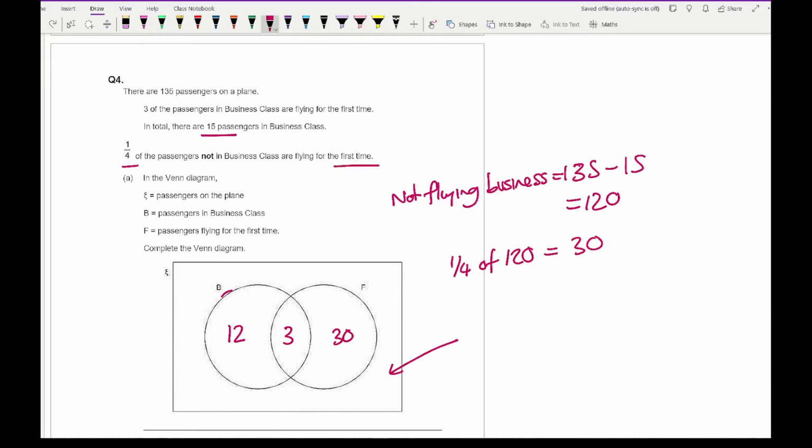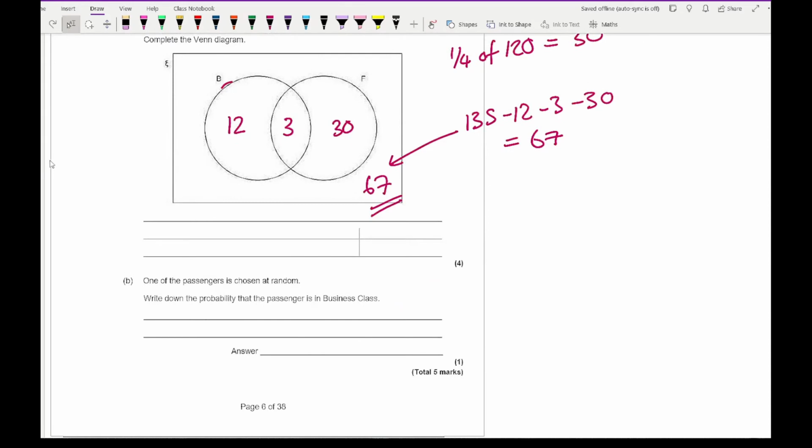So from this, to work out the value that is left, I'm going to do 135 minus 12 minus 3 minus 30, which gives me an answer of 67. And there I've completed my Venn diagram. Then with question B, it says one of the passengers is chosen at random. Work out the probability that the passenger is in business class.